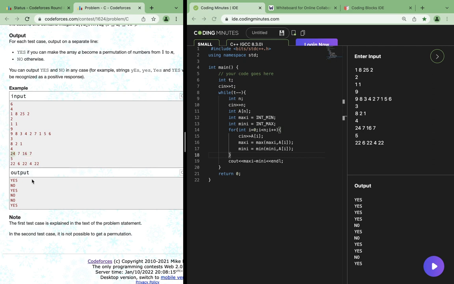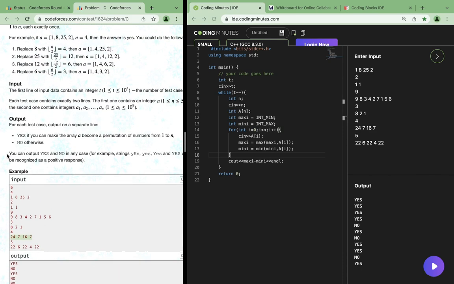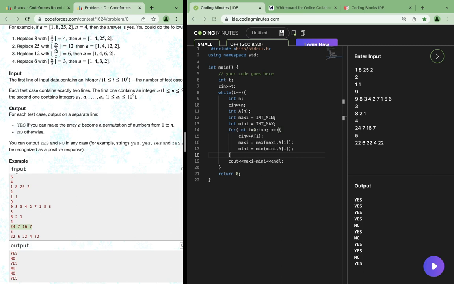24 divided by 2, 12, 12 divided by 2, 6. Okay, so this is weird. So every number can be brought down to 1, right? So we don't need this, we don't need this, we don't need this. So every number can be made 1, right?